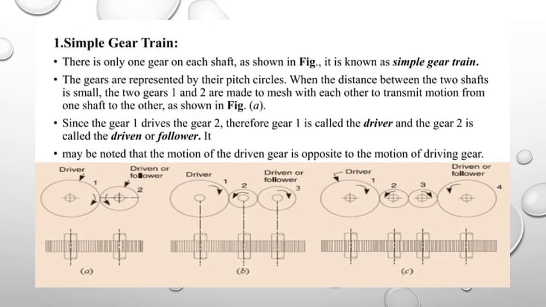When there is only one gear on each shaft, it is known as a simple gear train. Each gear represents a pitch circle, used when the distance between two shafts is small. The two gears, 1 and 2, are made to mesh with each other for transmitting motion from one shaft to another, as shown in figure 1. Gear 1 is the driver and gear 2 is the driven or follower. You may notice that the motion of the driven gear is opposite to the motion of the driving gear.